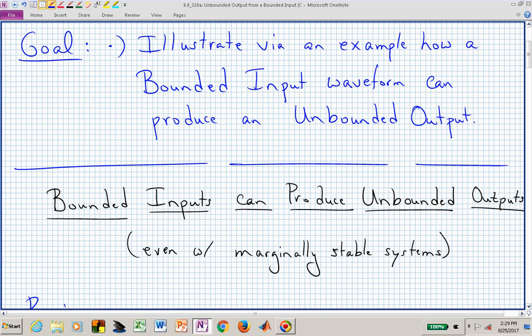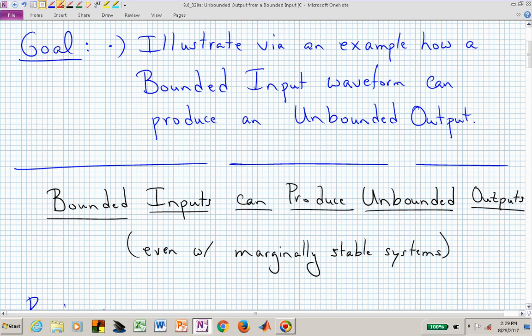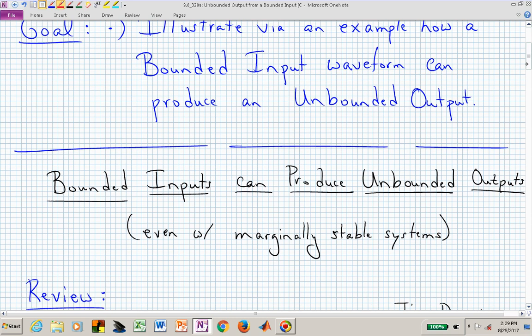So let's look then at bounded inputs that can produce unbounded outputs. That's with marginally stable systems. And by that, I'm using the description that a lot of people have used. Marginally stable system, I'm going to say poles on the j omega axis.